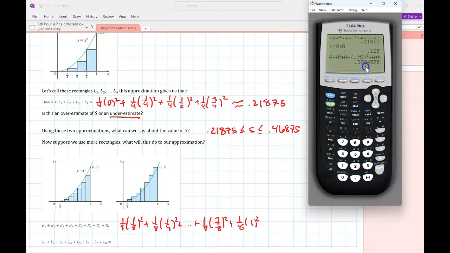So there's my overestimate. If I want the underestimate, then it's the same thing except for not the last term.